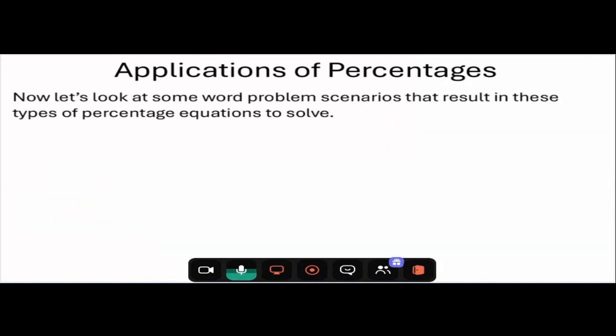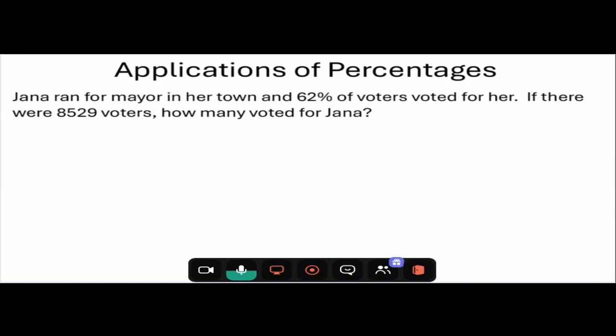All right, so let's look at some word problems here. Jana ran for mayor in her town. 62% of voters voted for her. If there were 8,529 voters, how many people actually voted for Jana? So we know she got 62% of the vote. How many actual people out of the 8,529 was that?